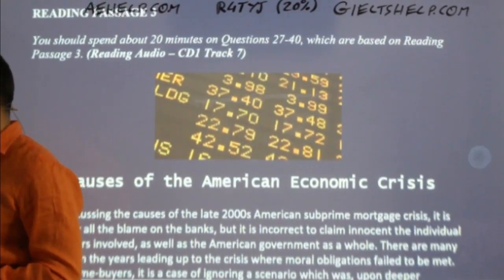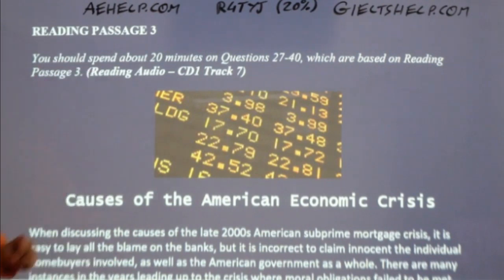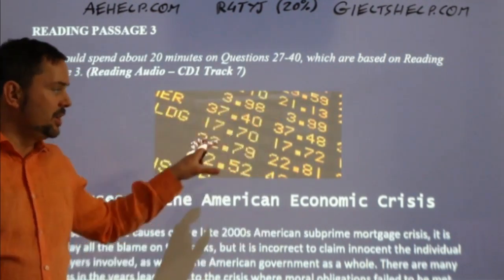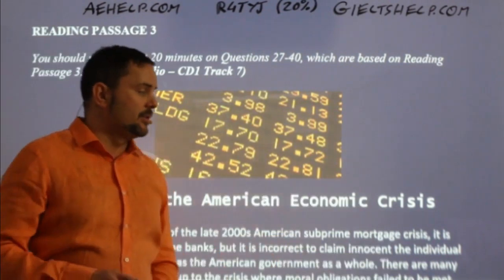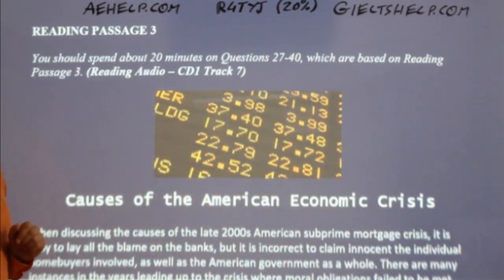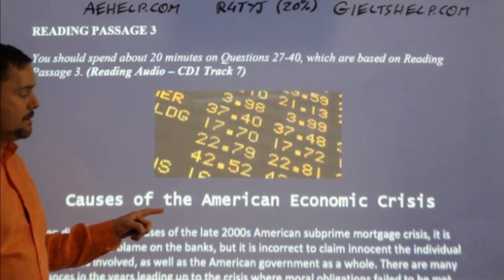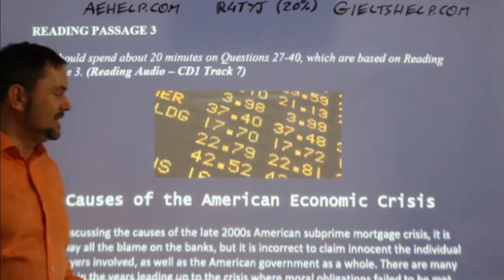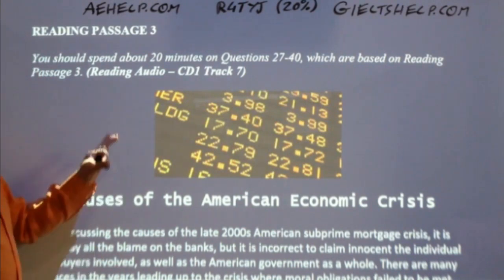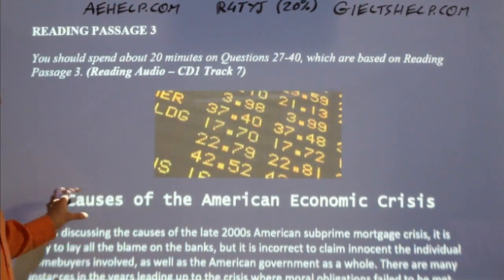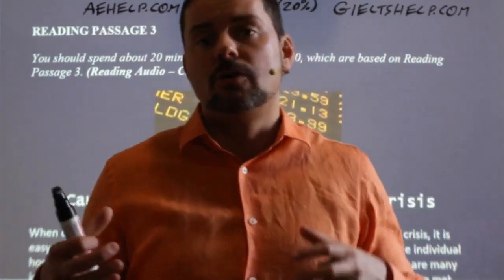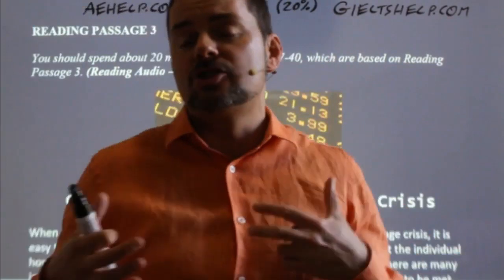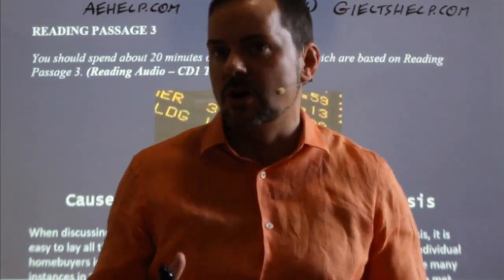Okay. All right, so students, this is a reading passage 3. You have a little bit of a picture here to help you figure this out. And then your first step always is read the title of the passage. So read with me, students. Causes of the American Economic Crisis. Okay, so looking at the picture and reading the title, we want to do a little bit of memory search. So look around inside your head and try to collect some information on this topic.